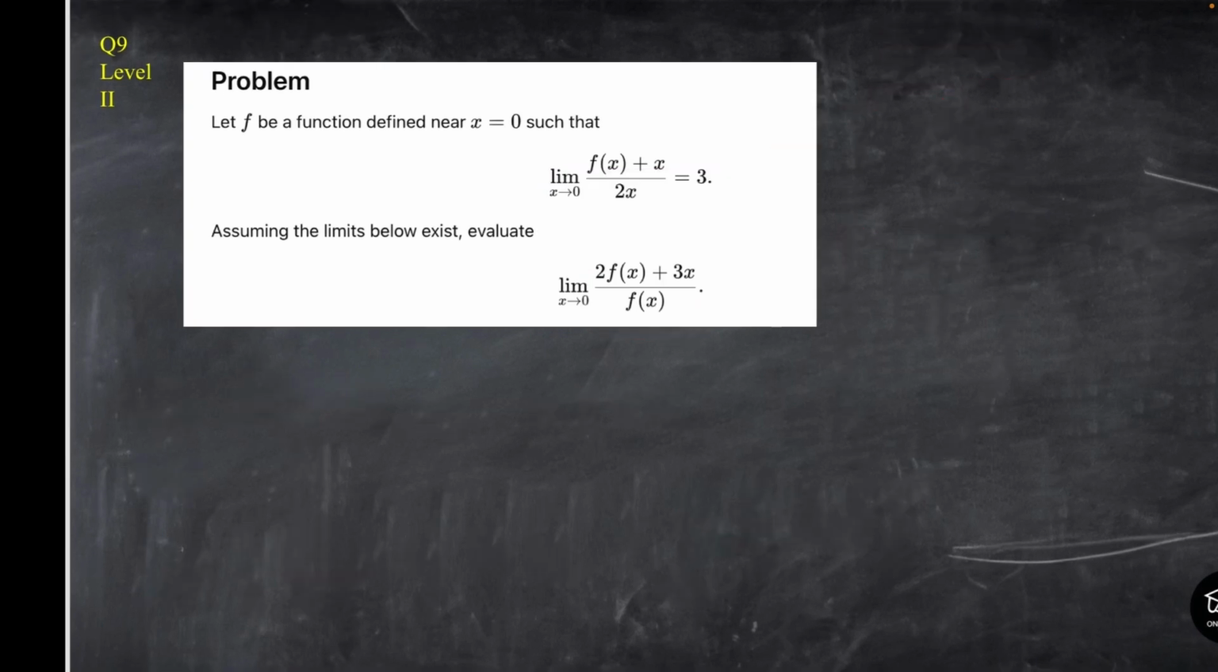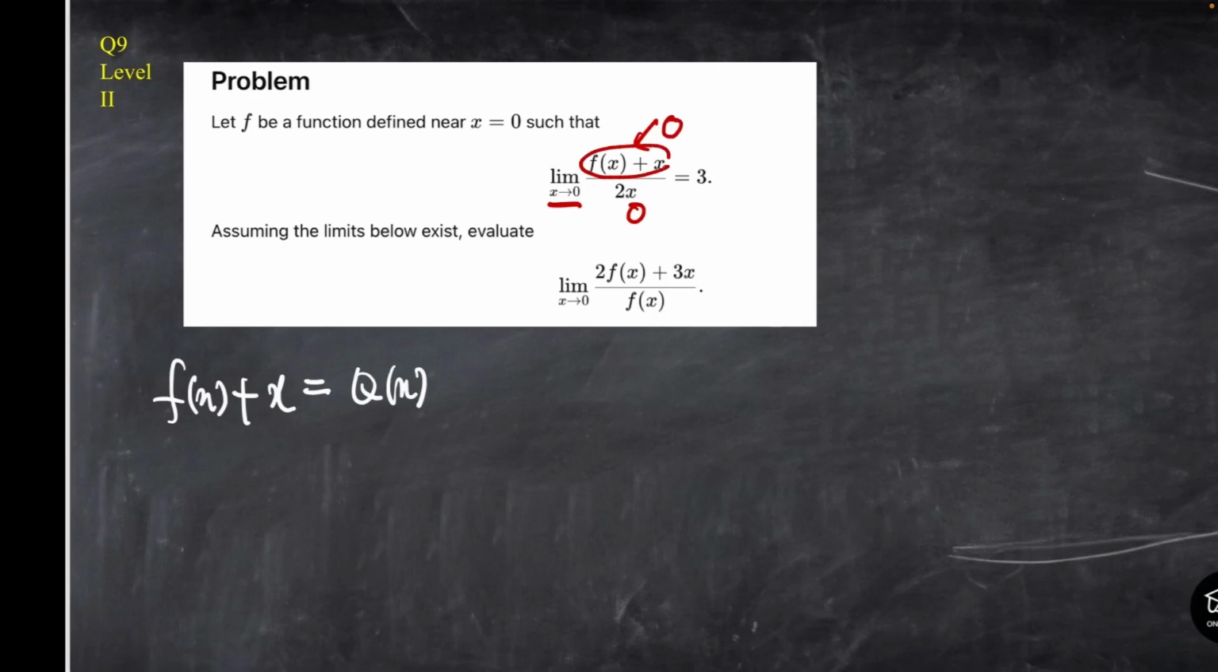We are given that the limit as x approaches 0 of (f(x) + x) over 2x equals 3. Let's define a new function. Let q(x) be equal to f(x) + x. Then the condition becomes the limit as x approaches 0 of q(x) over 2x is equal to 3. Now, in order for this limit to exist, the numerator q(x) must also approach 0. So q(x) must include a factor of x. We can write q(x) as x times h(x).